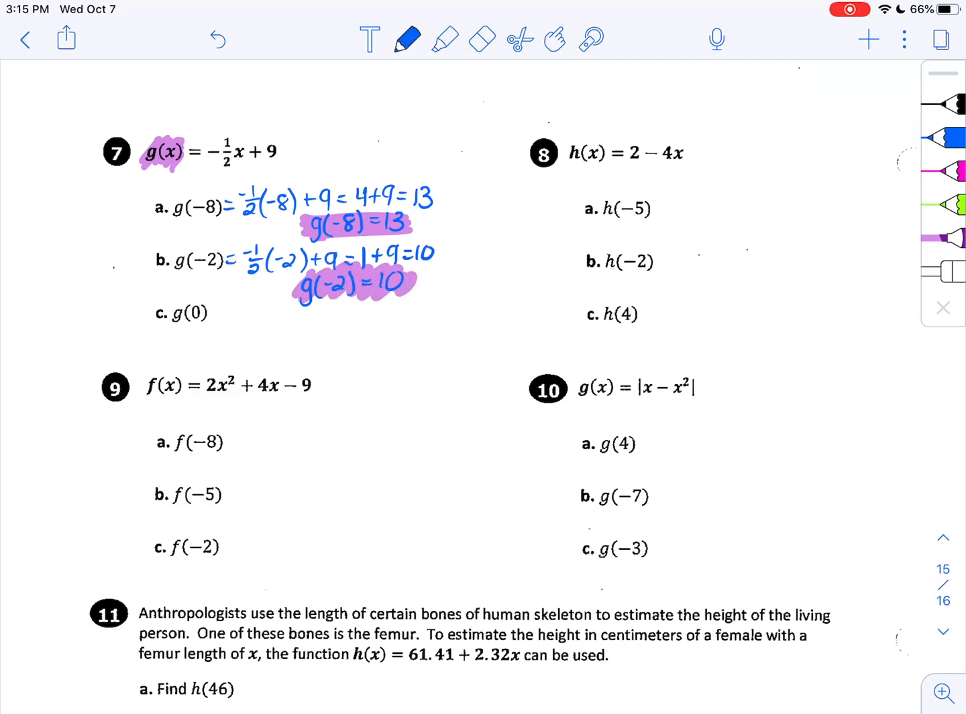And then for c, g of 0 equals negative 1/2 times 0 plus 9. Negative 1/2 times 0 is 0. 0 plus 9 is 9. So g of 0 equals 9. Go ahead and highlight number 8, 9, and I'm going to look at number 10 with you.